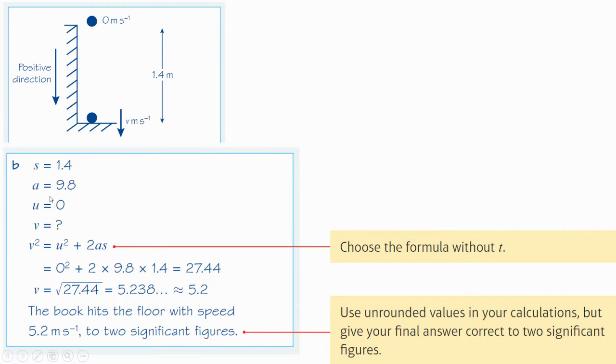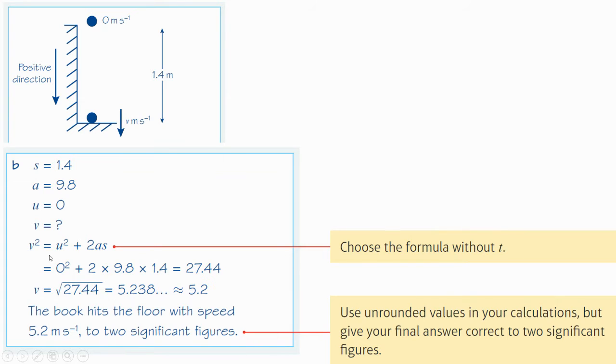Okay, so if you wanted to use a formula involving T, you could use V equals U plus AT. What you have to realize is that when you put in T, you have to go back to the point where it was a square root of something and it was exact. And also you would have to be pretty confident that you're right for your final answer to be right for V. But anyway, if we use this formula, V squared equals U squared plus 2AS, put in the numbers, 0, 9.8, 1.4, you're going to get that V is 5.2.